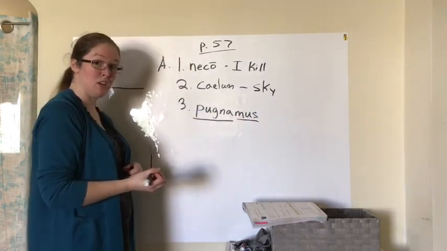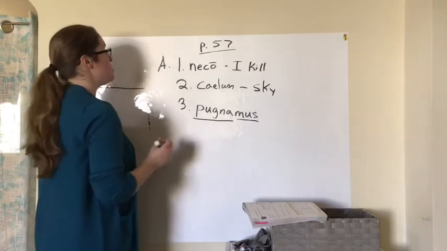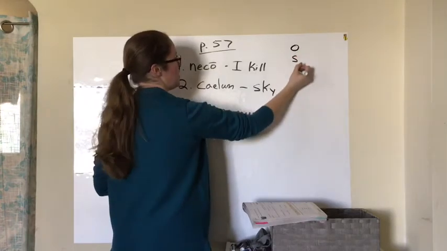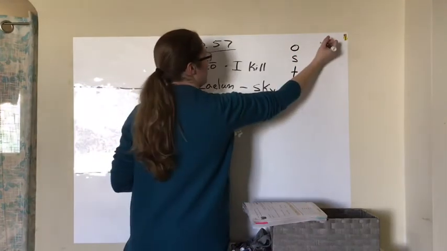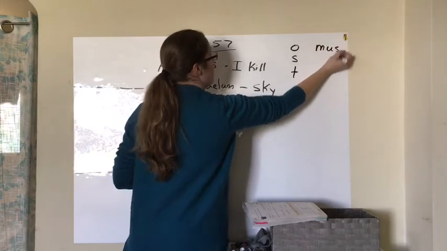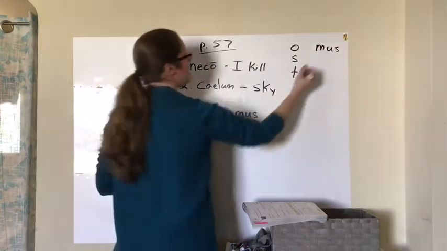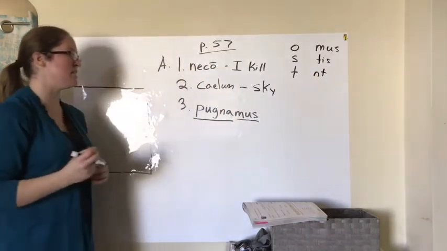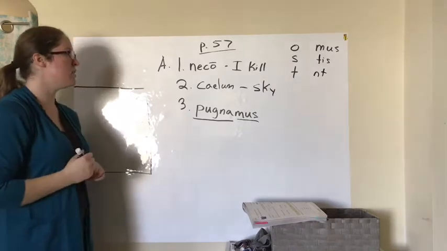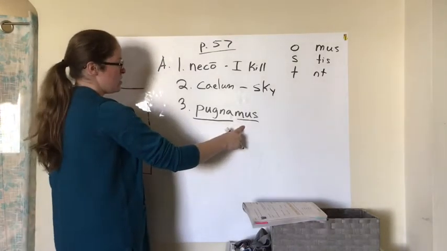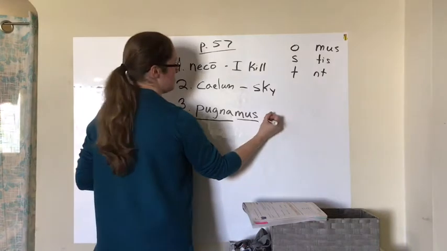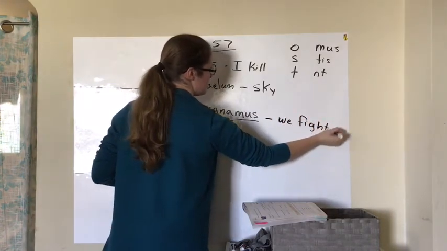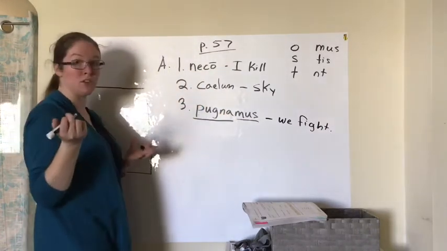What does mus mean? Well, if you think back to our verbs chart, O means I, S means only you, T means he, she, or it, 3 more, and then we're through. Mus means we, tis means you and you, unt means they, since endings now we're through. So mus means we. So pugna is fight, mus is we, so it becomes we fight. All right, so that's a full sentence right there with one word.